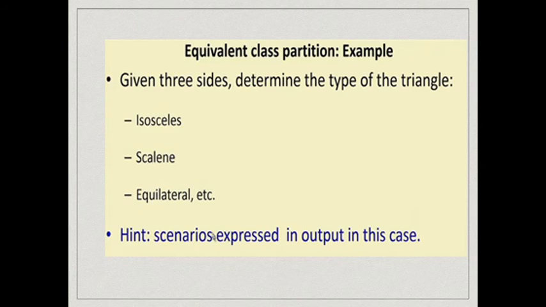Let's look at an example. How do we do equivalence class partitioning? Let us say we are given three sides of a triangle and we want to decide whether it is isosceles, scalene or equilateral. So this is a simple function. We take as arguments the three sides of a triangle and display the type of triangle, and we want to design equivalence class partitions for this. Looking at the output here gives us a hint about the equivalence classes. So all the data sets for which isosceles is produced form one equivalence class, scalene is another equivalence class, and equilateral another class.